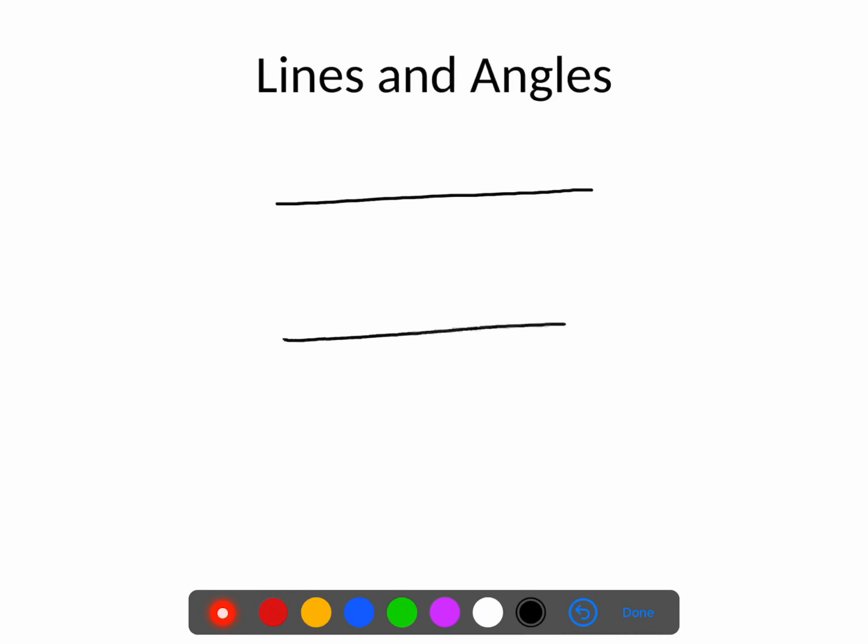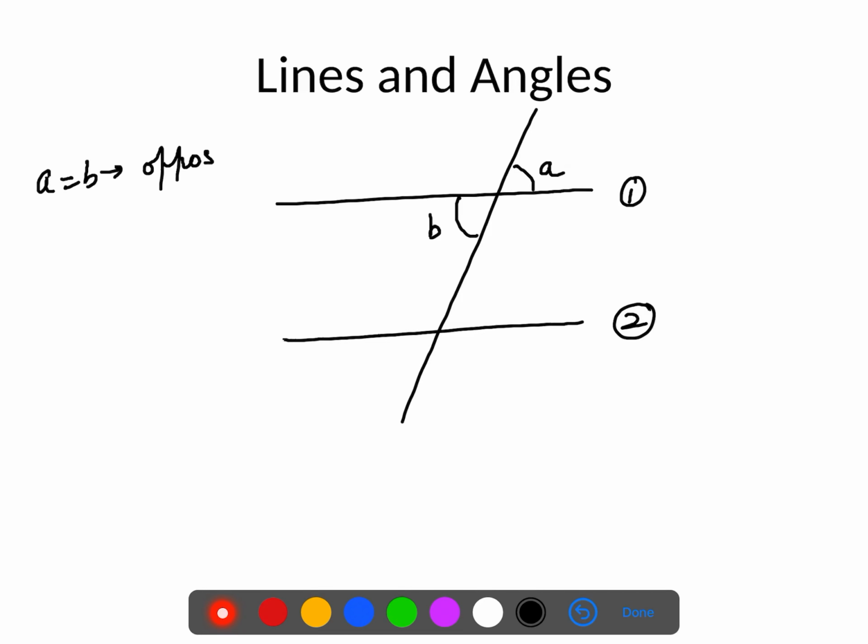Like circles, triangles, lines. So first thing is lines and angles. If we have two parallel lines, line 1 is parallel to line 2, and we cut them through one single line, this angle A will be equal to B. We call them opposite angles. And A will also be equal to C. We call them alternate angles.